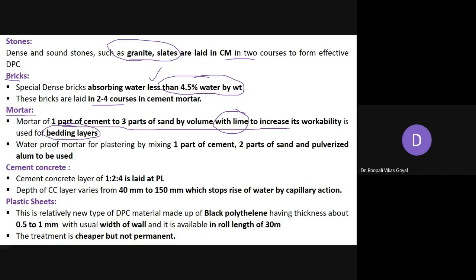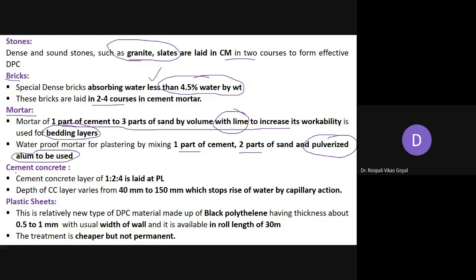And this waterproofing mortar for plastering, it should be mixed with whenever you are using for plastering 1 part of cement, 2 part of sand. So means it's a rich kind of mortar, and it is to be added with the pulverized alum to make it waterproof. So such kind of rich mortar with this alum that will make it waterproof. So this will act as a DPC layer.